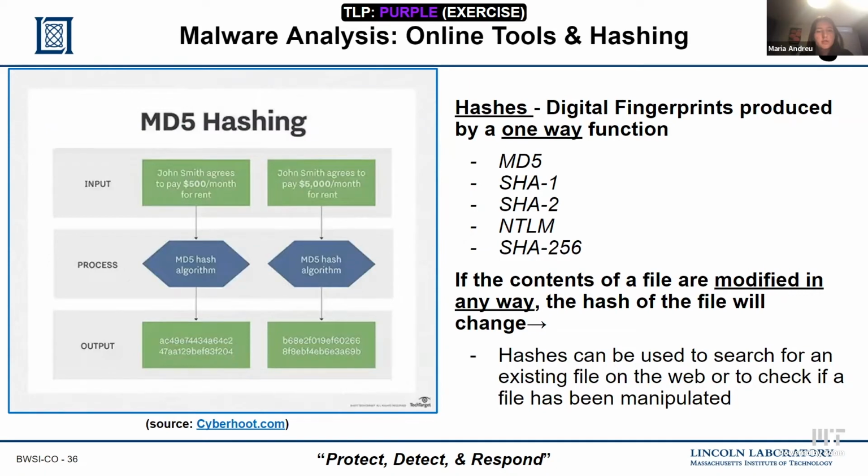Hashes are digital fingerprints produced by a one-way function. It's basically data squeezed into a unique value, like strings of a fixed length. These are some common hashing algorithms like MD5. Since this data is encoded into a unique value, if the contents of a file are modified in any way, the hash of the file will change. Hashes can be used for searching for an existing file on the web or to check if a file has been manipulated.